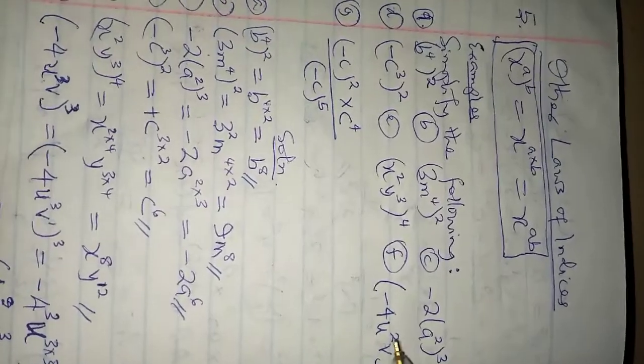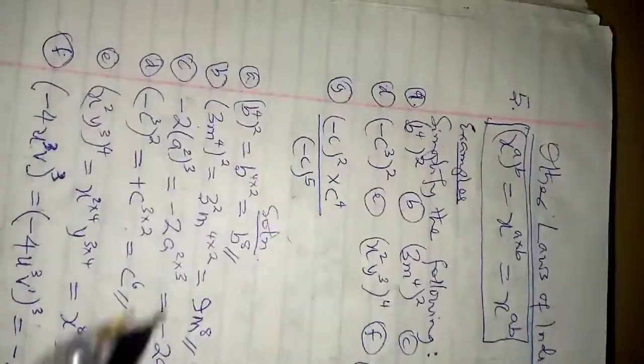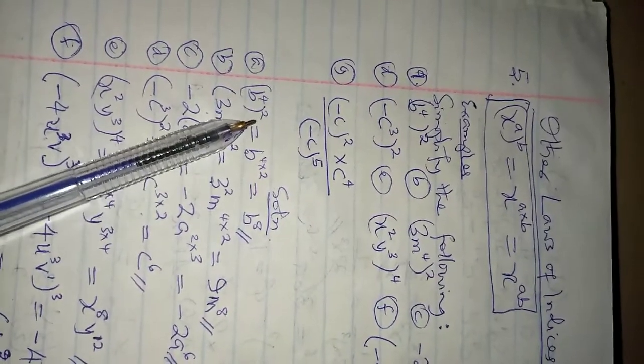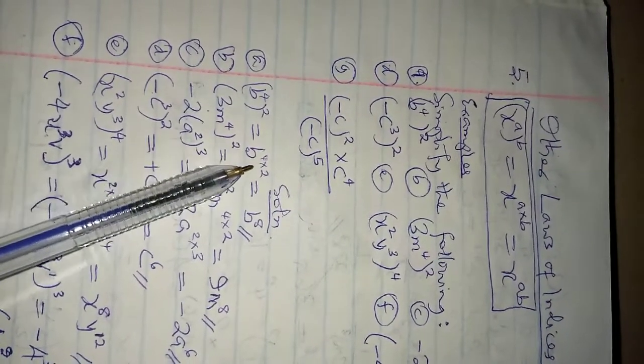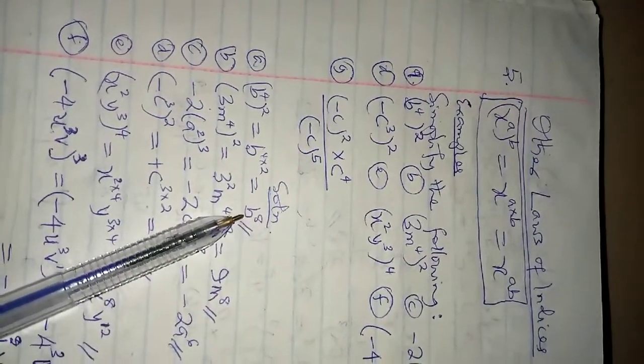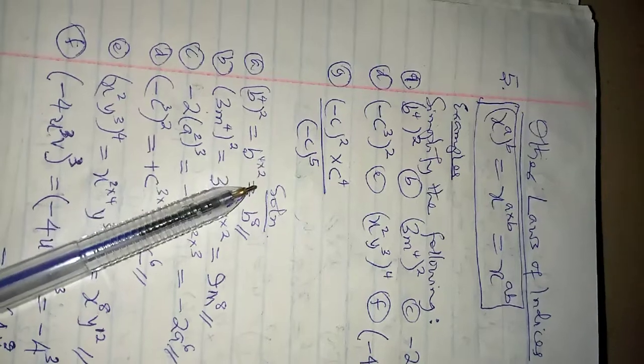Now, if you want to simplify them, for example, b raised to power 4, raised to power 2 will give you b raised to power 4 times 2. Applying this law, you have b raised to power 8 since 4 times 2 is 8.